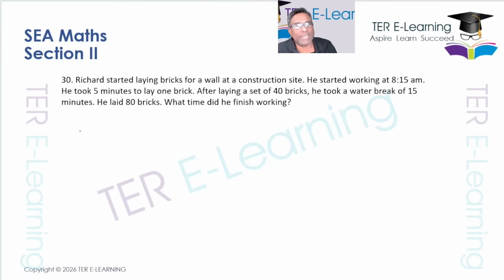Okay, so we have a time question here. He started work at 8:15, that's his starting time. Now he's taken 5 minutes to lay one brick, and after he lays 40 bricks, he takes a water break of 15 minutes. He's laying a total of 80 bricks here. So let's work out the time taken to lay these 80 bricks. It's going to be 80 multiplied by 5. So 8 5s are 40, so that's 400 minutes taken to actually lay these 80 bricks. Now, what else happened there?